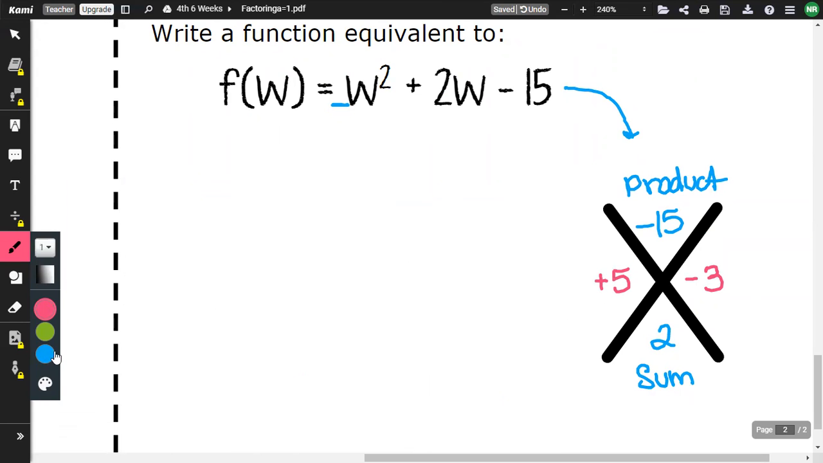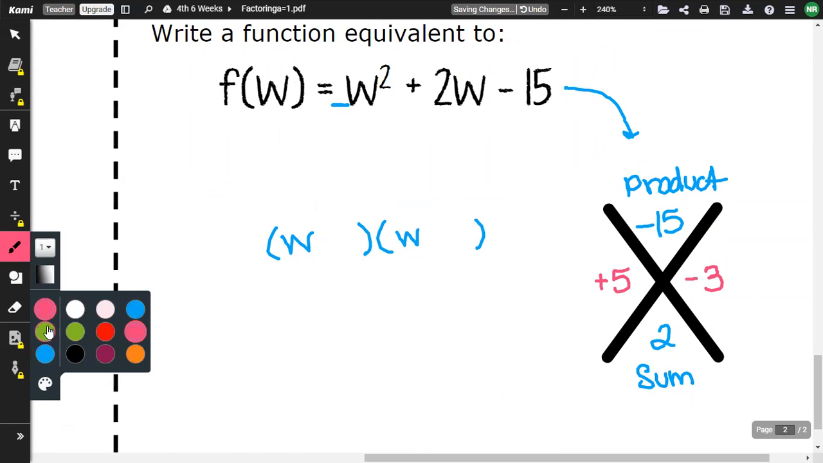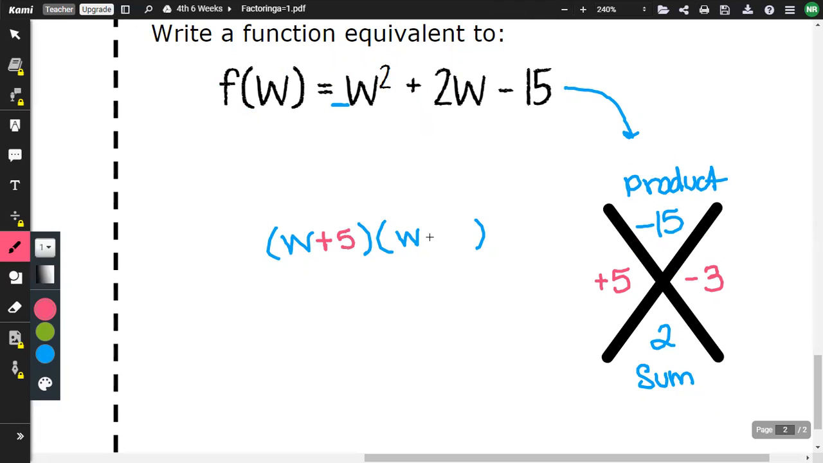Good. All right, let's break it apart, set up our binomial. What variable goes in the front of each? W and W. Now we have W with the +5, so how do we write that out? +5, and the second binomial will be? And once again, I'm going to include that F of W in the front, just in case.